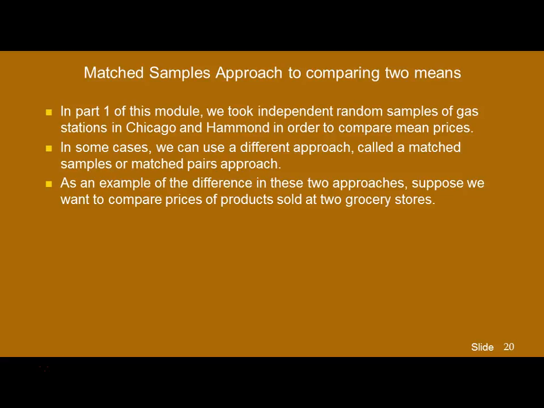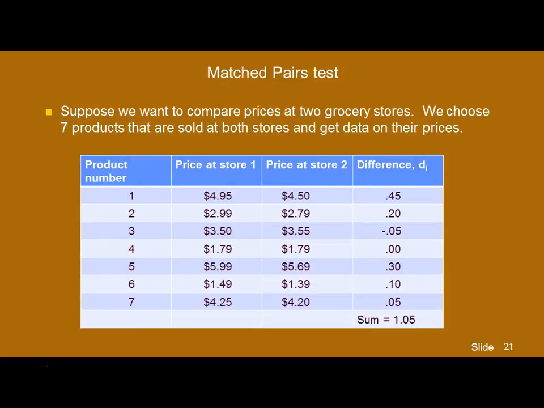Suppose we want to compare prices of products sold at two grocery stores. We could go back to the first method and take independent random samples of items at the two stores, but a different way is to choose the exact same items at the two stores. That's where the matching comes in. So suppose we've matched 7 items. We've got 7 products here, and we've got the exact same products at store 1 and store 2, and we've recorded their prices.